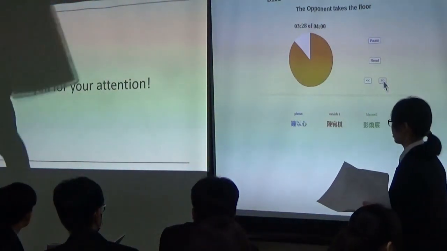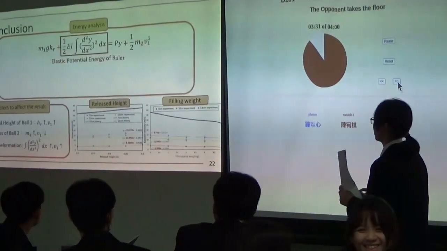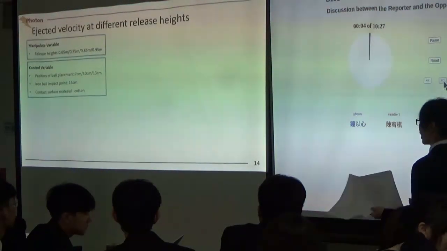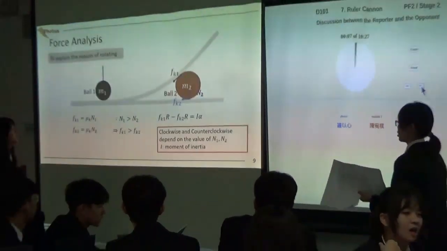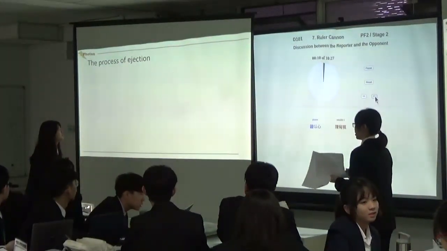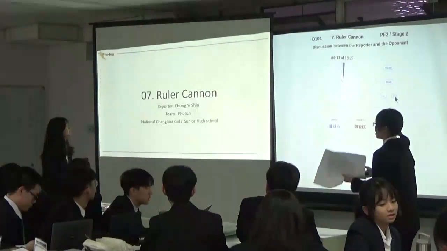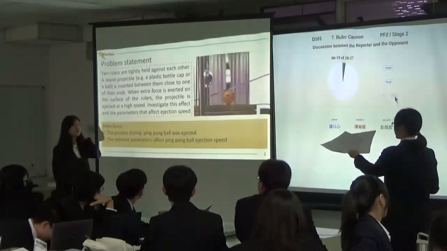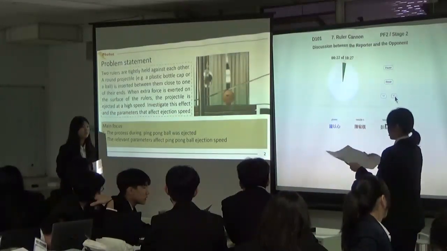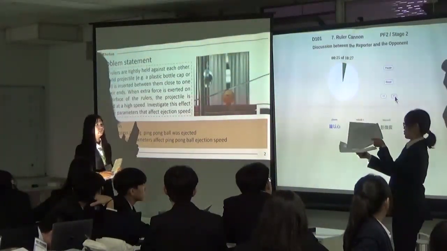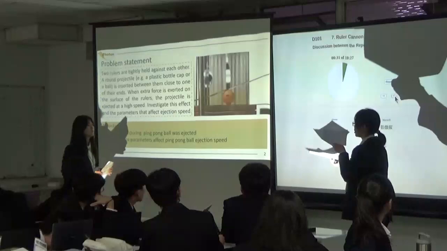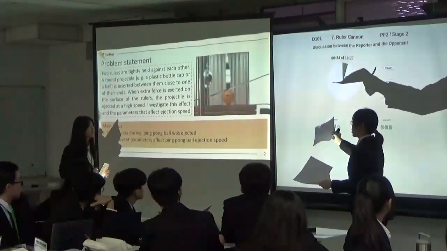So the first question is about the prompt statement. The prompt statement says to usually use two balls, right? Yes. So what do you think if there's one ruler and the other one is on the table? What do you think? They might be different, because this one is the table, and this one is the ruler. And what is different between this setup and your observation? What is different?